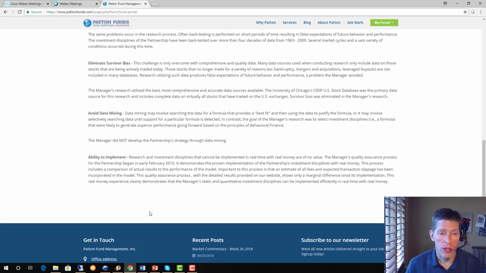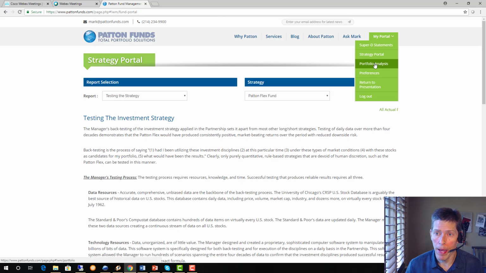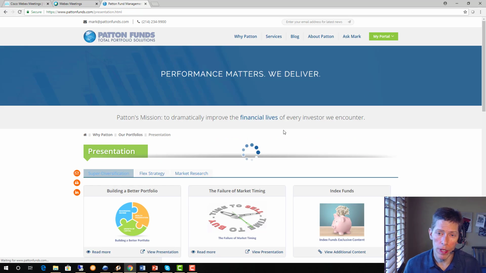And then I guess the last one is about the ability to implement. It's one thing to have a researched strategy, something you've done research on, but it's another thing to take that research and actually implement it in real time with real money and be able to get the return that the research suggests that you should be getting. If you've got a research strategy and then you go to implement it in real time, but you can't make it work, then that's no good. The research is no good. We've demonstrated that we can make this work. It's what we call quality assurance. Again, I'm going to jump back to the presentation page.